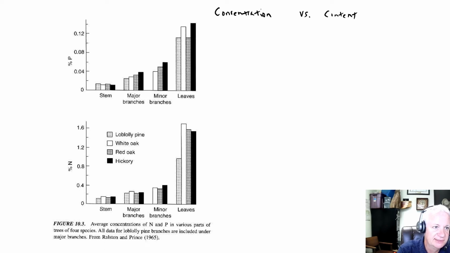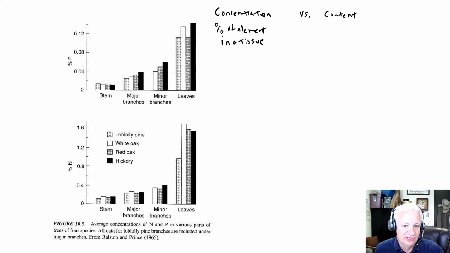Concentration of an element just means the percentage of the element in a tissue. So the numbers in these two graphs are percent concentrations of phosphorus and nitrogen in different parts of a tree. Percentage is often used when we're looking at individual organs. For instance, we might say that a leaf has a nitrogen concentration of 1.5%.